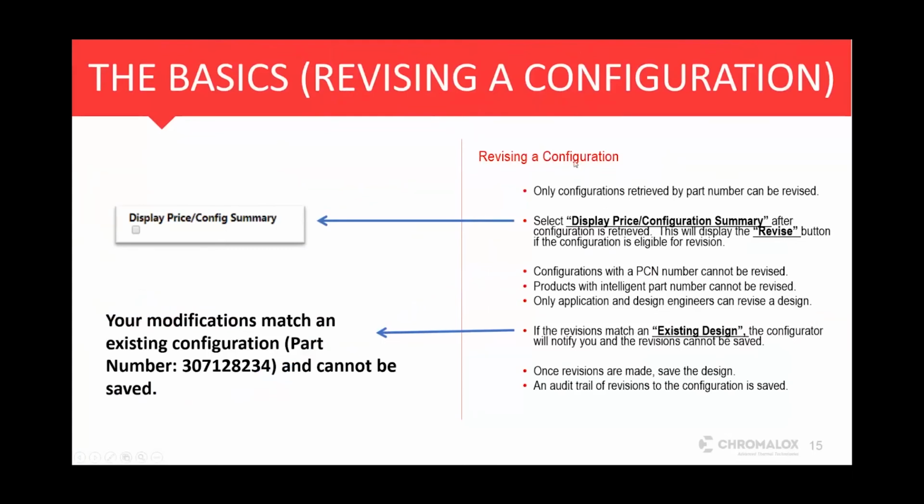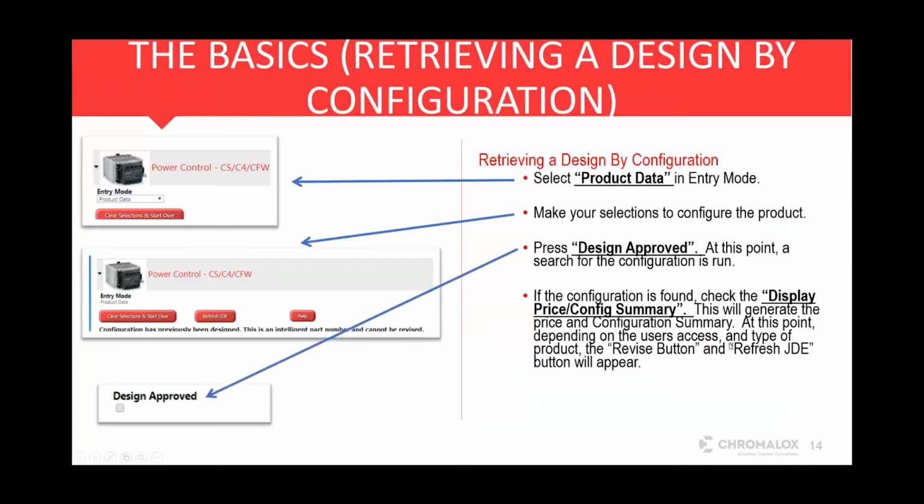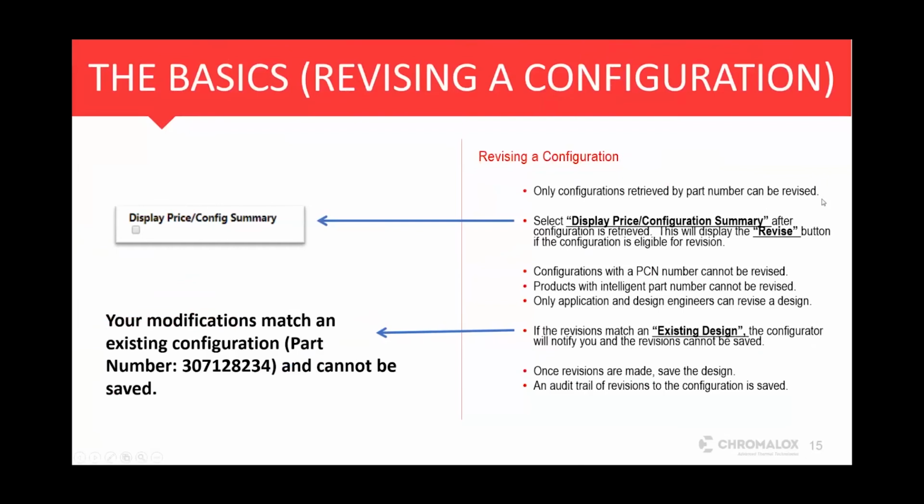Revising a configuration. Most of the products in Aptean also have this, not all of them, but only configurations retrieved by part number can be revised. I mentioned in the previous slide, you can't revise one that's configured by product data. So if you pull it up by part number, you can revise it, otherwise you can't. Again, select Display Price Configuration Summary after the configuration is retrieved. This will display the Revise button if the configuration is eligible for revision.